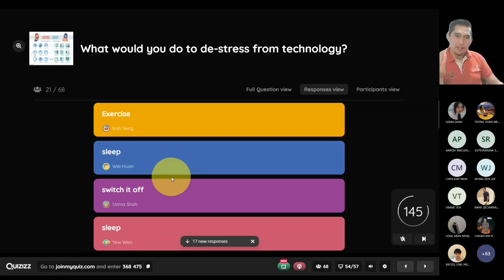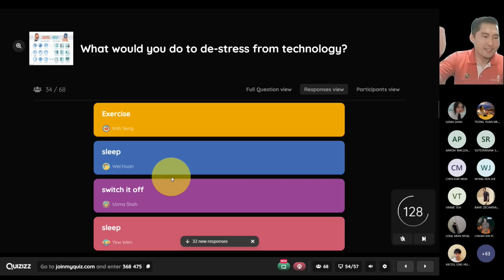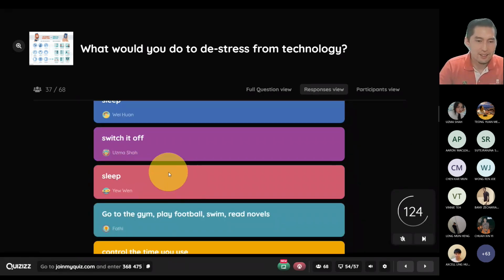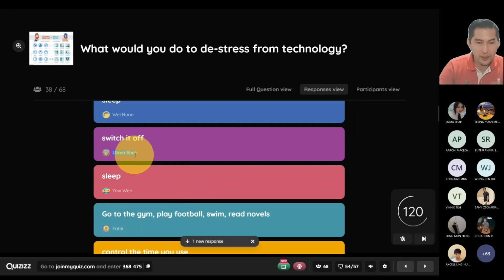So relevant one, exercising. I think that's definitely a healthier way to go. So Wei Huan is saying sleeping is to de-stress from technology, but it sounds like most of you are not having enough of it. So that is then another issue for you to first solve and identify. Yeah, switch it off. So easier said. I hope you do it.